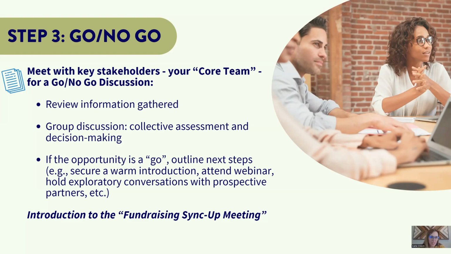In that go, no-go discussion, you're meeting with your key stakeholders, your core team: fundraising, programs, and finance. The person who collected that information is reviewing the information they gathered, summarizing it, answering questions, and then you're having a group discussion. You're assessing that prospect or that opportunity, and you're making a decision. If the opportunity is a go, you'll outline next steps, any of those steps listed below. A next step could also be, we don't have enough information yet. We need to do X, Y, Z in order to make a decision.